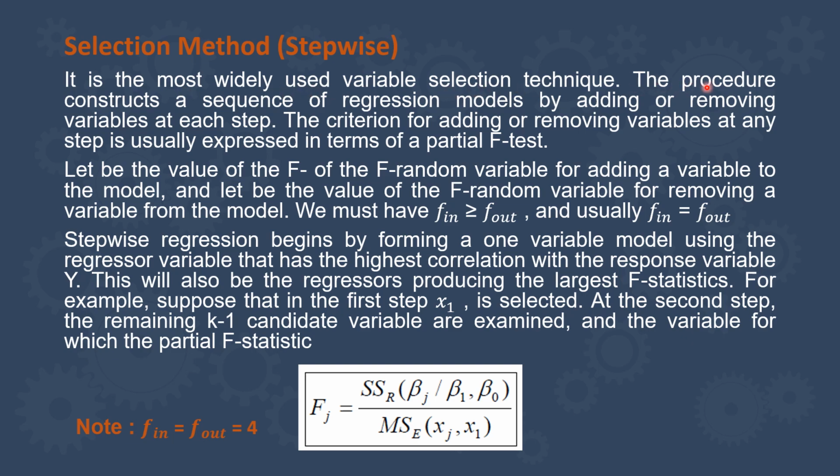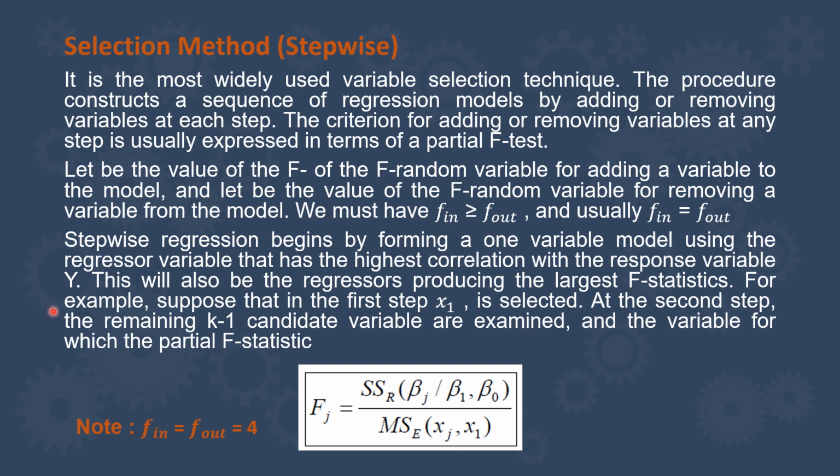So this stepwise procedure constructs a sequence of regression models by adding or removing variables at each step. The criterion for adding or removing variables at any step is usually expressed in terms of a partial F-test. Let us see how this stepwise works. It begins by forming a one-variable model using the regressor variable that has the highest correlation with the response variable y. In a similar way, this will also be the regressor that produced the largest F statistic.